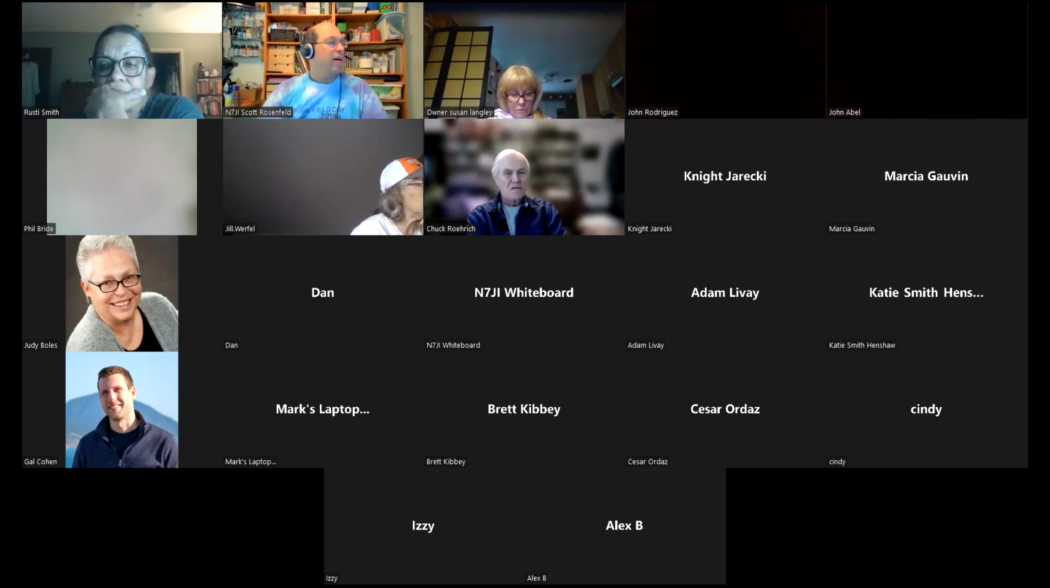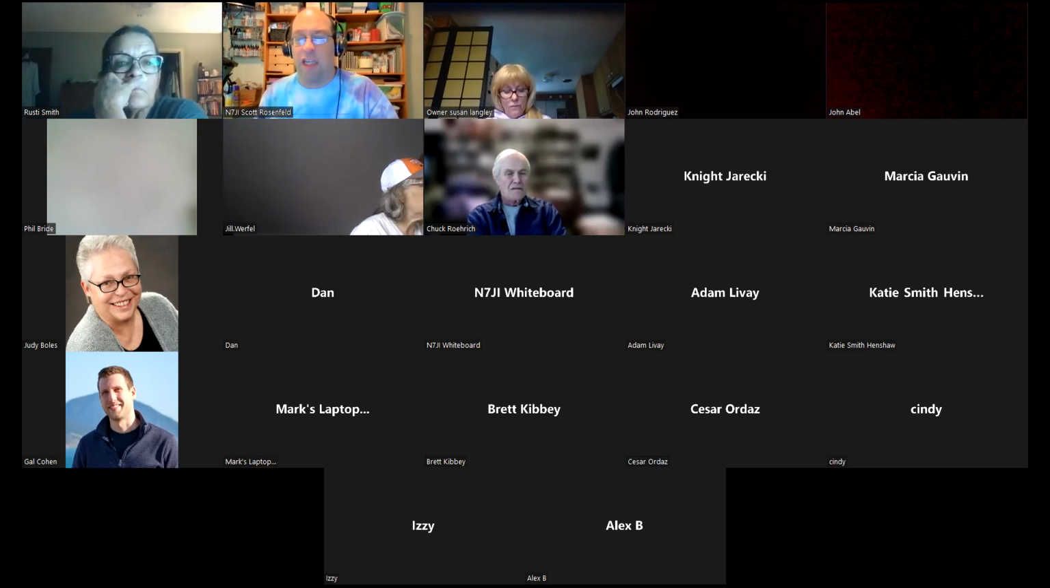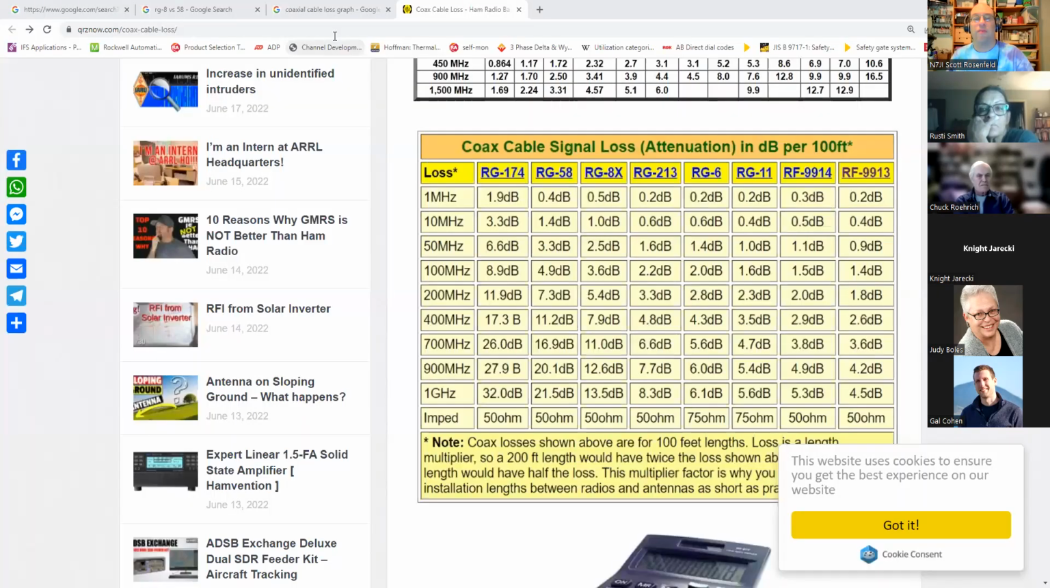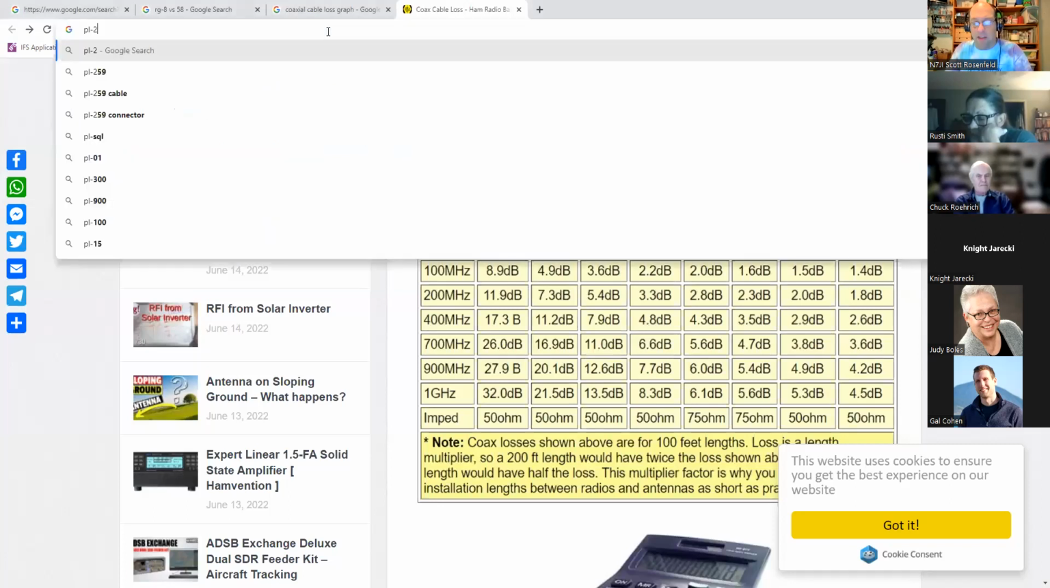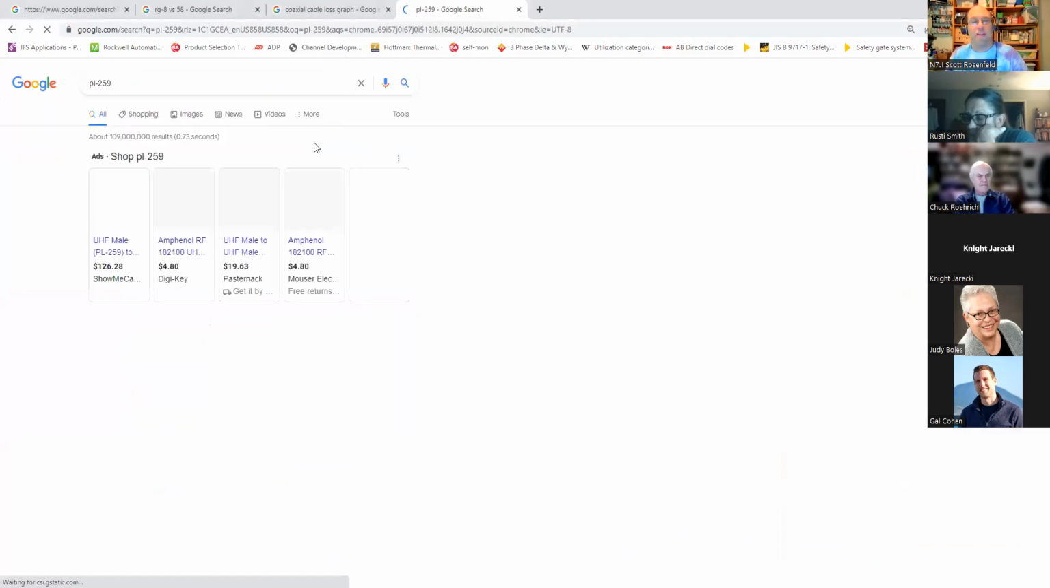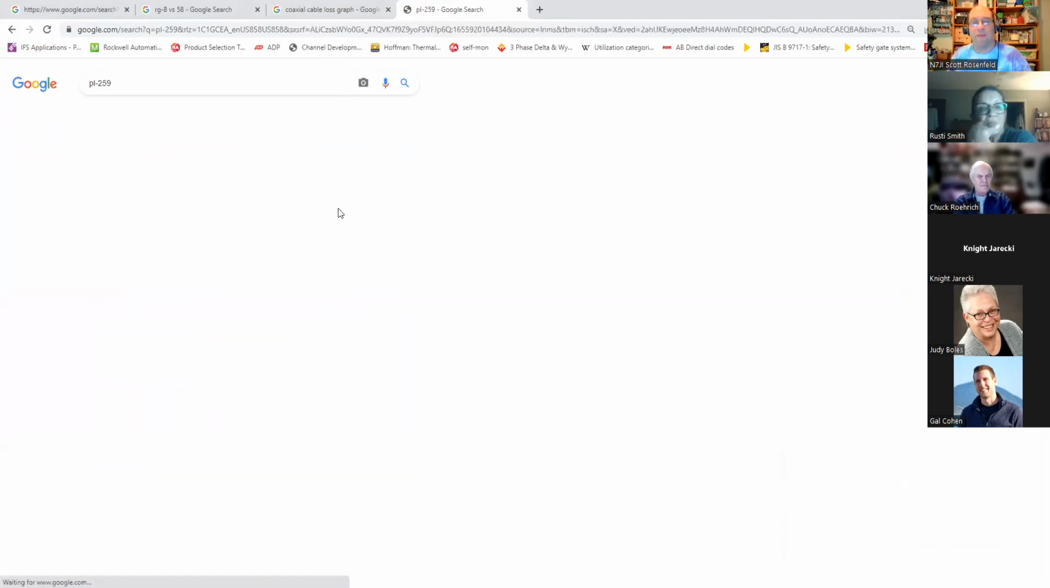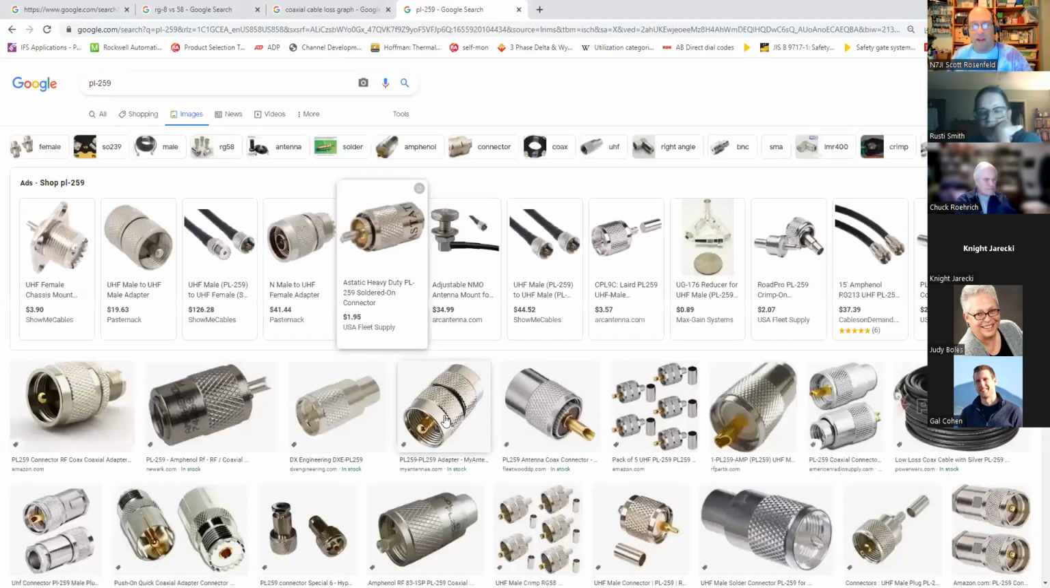Which of the following is true of a PL259? Okay, you're going to see lots of these on the air when you're operating. This is a PL259. That's a PL259 connector. Those are the industry standard for high frequency radio, and most of the time VHF as well.